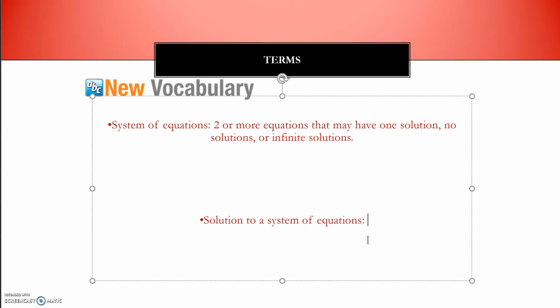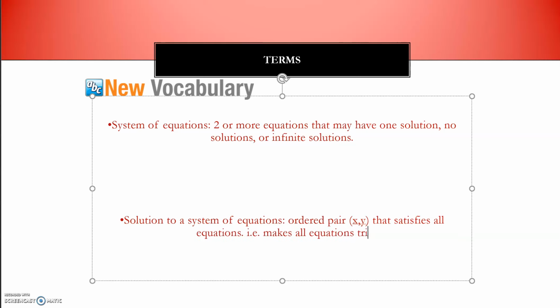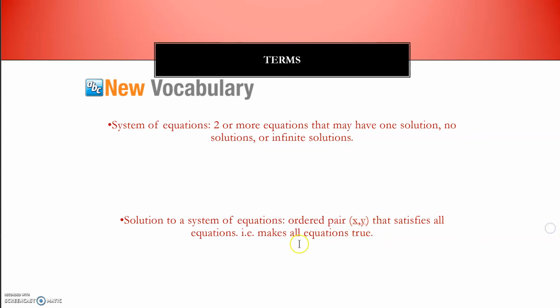The solution I mentioned is the ordered pair. And for this, we would be saying x comma y, that the math language is satisfies all equations. Basically, in other words, it makes all equations true. It works. Okay, it's an x and a y, and if you put them into each of the equations, then you're going to find a true statement. 4 equals 4, 5 equals 5, 0 equals 0. Okay.